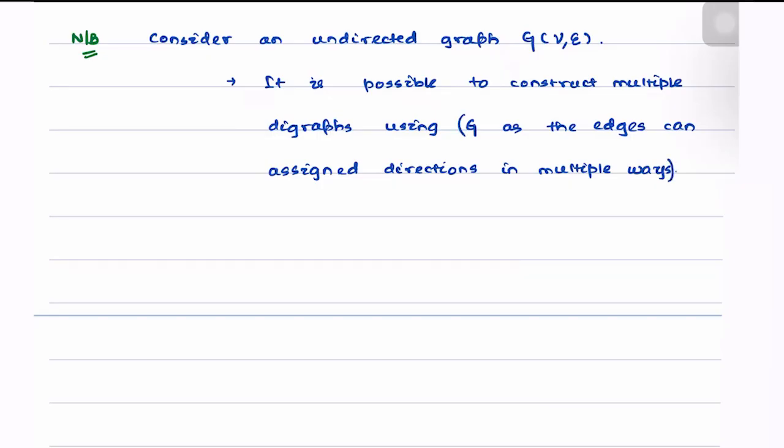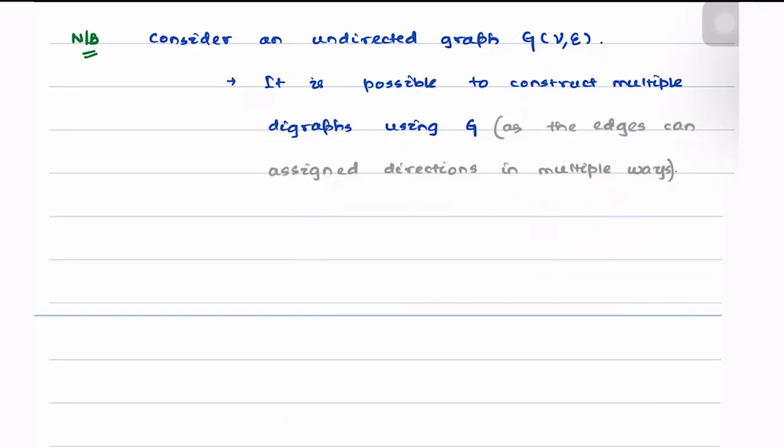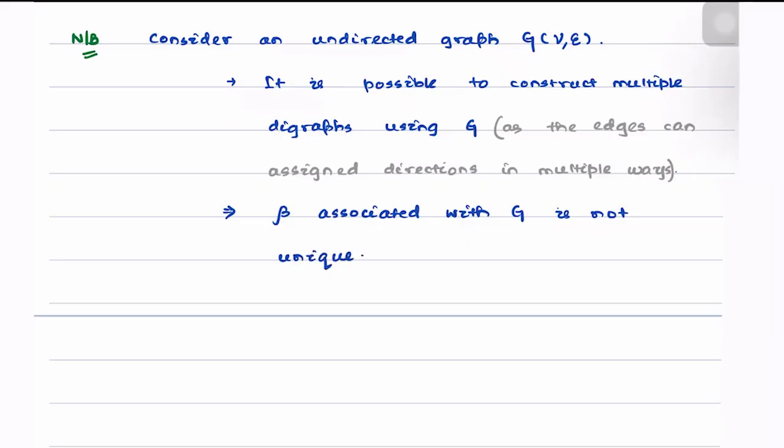So let us gray this out, as it is only important for us to remember that it is possible to construct multiple digraphs using G, which further implies that B associated with the original undirected graph G is not unique. Hence, we cannot say that there's just one incidence matrix that is associated.